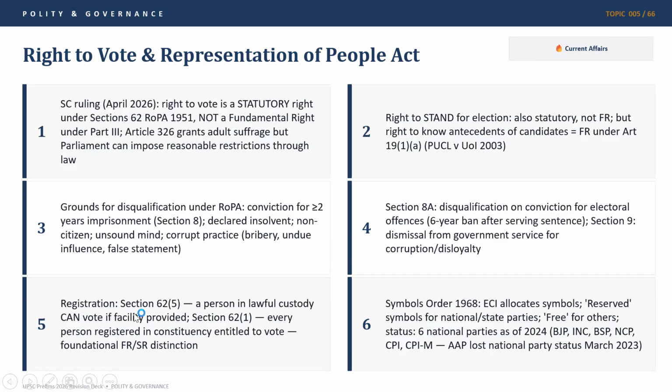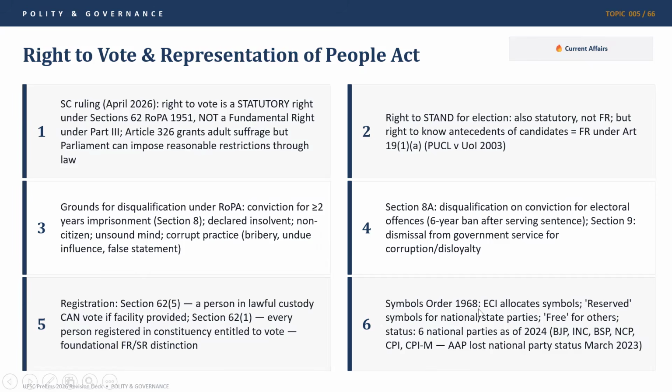Then Section 62(5) of RPA: a person in lawful custody can vote if facilities are provided. So this is very important. Can a person vote from jail? Yes. A person in lawful custody can vote if the facility is provided. This is given under the RPA. So anything related to voting, standing for elections, whether they can vote from custody or not, is covered by the Representation of People Act. Section 62(1): every person registered in a constituency is entitled to vote, which is a fundamental right and statutory right distinction.